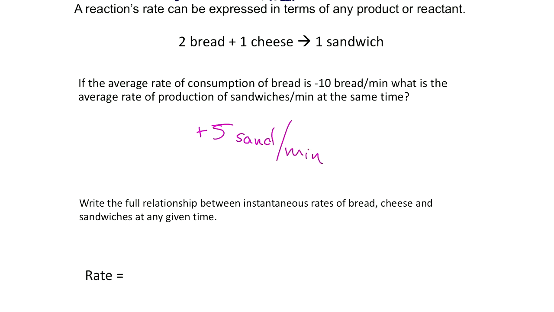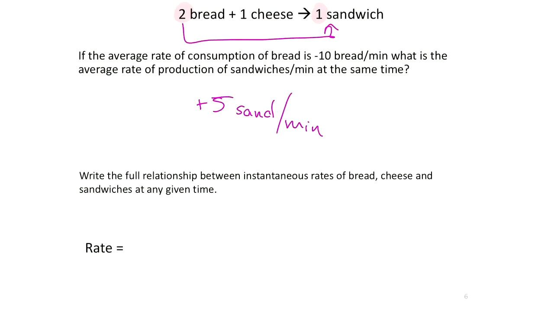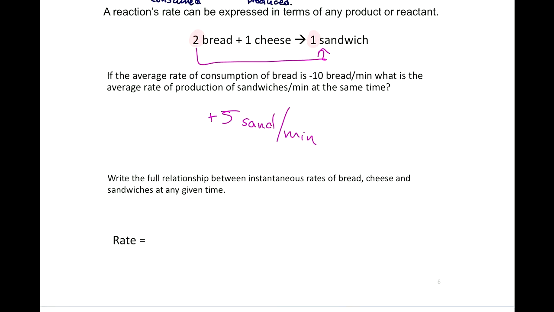How did you get 5? You used what part of this reaction? The ratio. You see, I need twice as many breads to make a sandwich, so it's 5 sandwiches per minute. So if we wanted to make a relationship for all of this, we would write, actually for completeness, we make 5 sandwiches per minute. What about cheese?